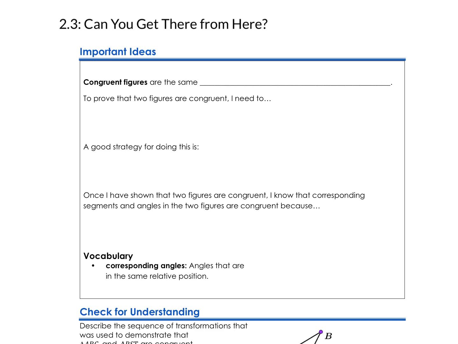Let's look at some important ideas from 2.3. Can you get there from here? So, first we learned in this lesson that congruent figures are the same shape and size. Congruent means exactly the same in shape and size. When we're talking about polygons, this means we have congruent angles and congruent sides. So everything about the polygons is congruent.